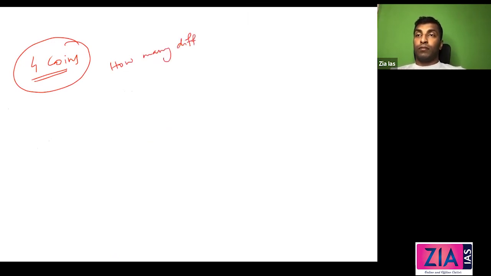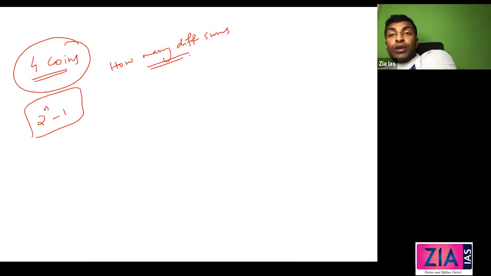With 4 coins, your answer is going to be 2 raised to n minus 1. Always. 4 coins, how many different sums you can make? 2 raised to n minus 1. I will show you. Let's suppose you have coins like 1, 2, 4. How many sums you can make?